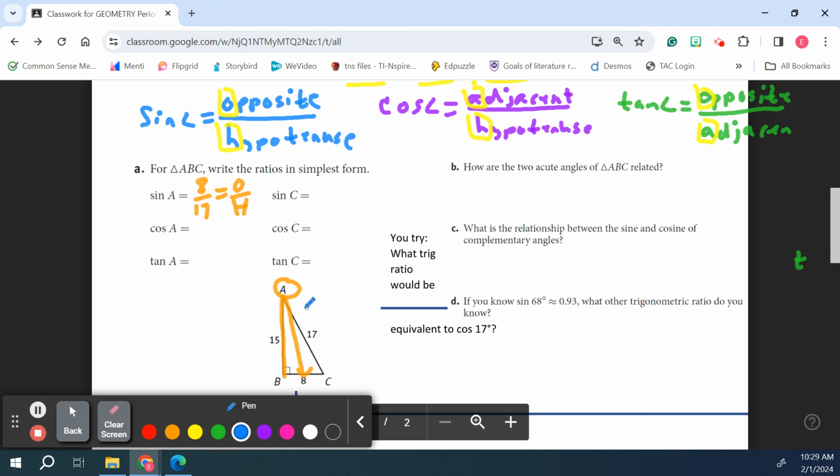Now for cosine, we're doing the adjacent over the hypotenuse. So the adjacent again is right here. Hypotenuse is 17. So we're going to have 15/17. And that's, remember, adjacent over hypotenuse. And then we're going to talk about the tangent of A. So the tangent of A is the opposite over the adjacent. So that means that's 8/15.